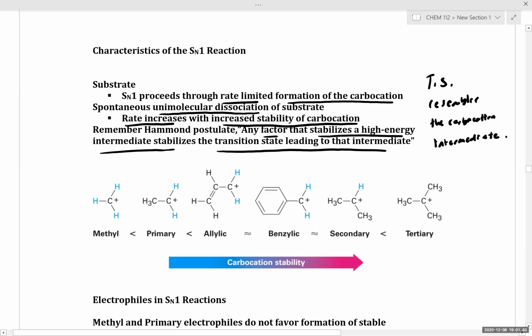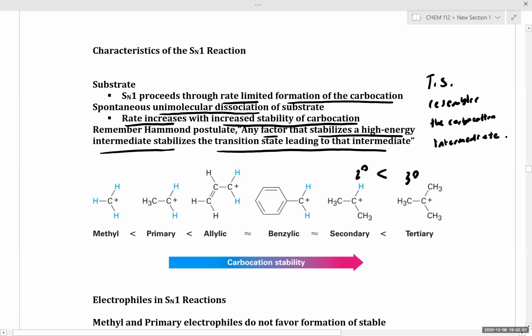So if we have a very low energy carbocation, the resulting transition state will be lower in energy, and as a result, the activation barrier will be lower. So that's why we see a general trend where we have tertiary reacting faster than secondary, which is about equal to benzylic and allylic. In general, if you have a stabilized carbocation, it will react quite efficiently via an SN1 reaction.